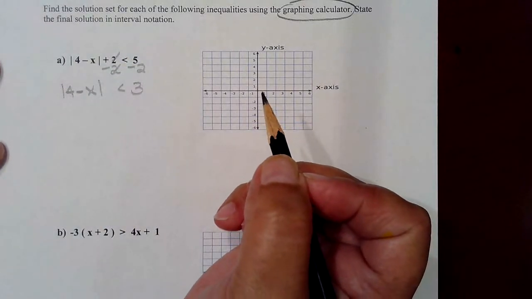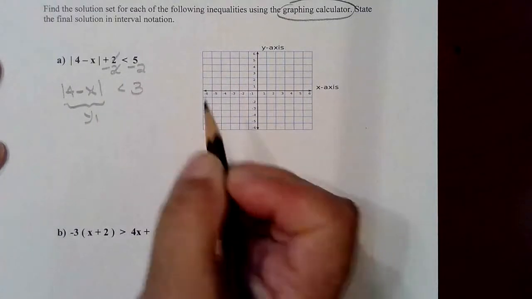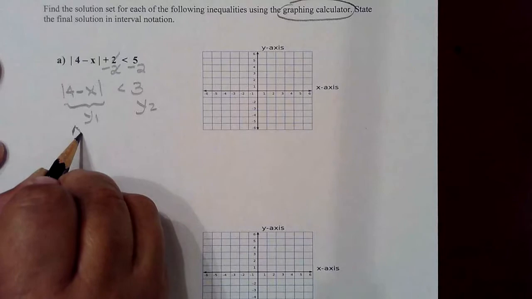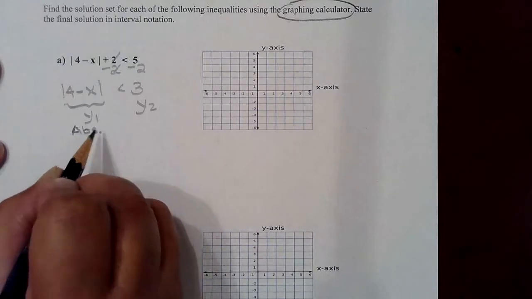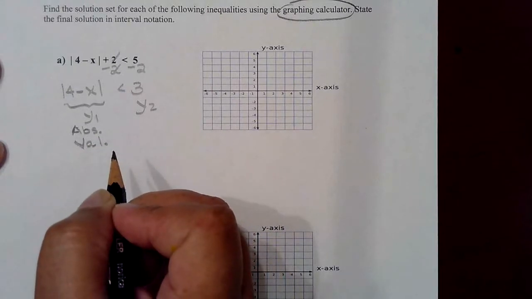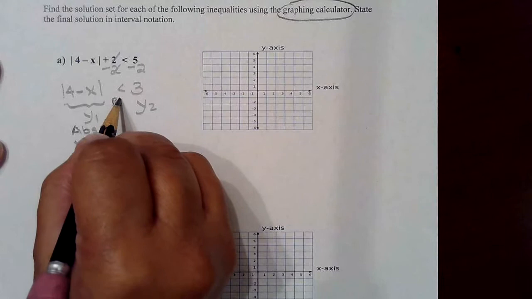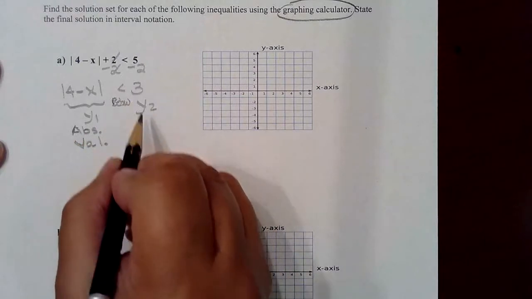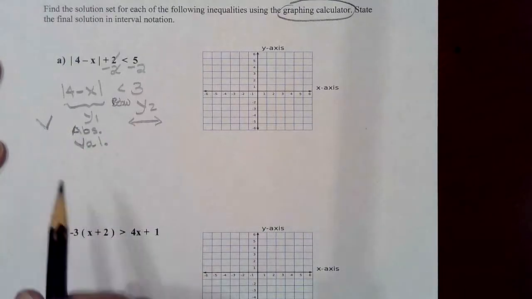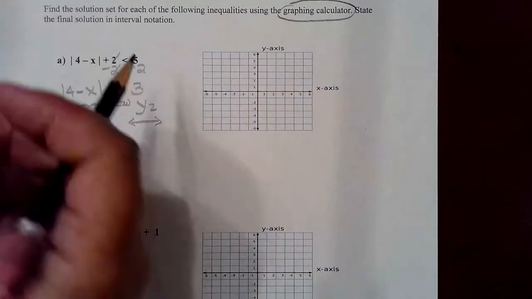If you're going to use your graphing calculator, you would call this your first graph and enter it as y sub 1. You would enter this as y sub 2. The graph of an absolute value is a V shape, as I'll remind you with that V right there. You're going to want to know where this graph is below this other graph. The other graph is just a horizontal line, whereas the graph of this is a V. So you want to know what portion of the absolute value graph is below the line, because that is what less than means.